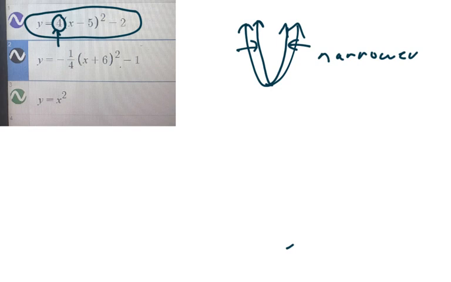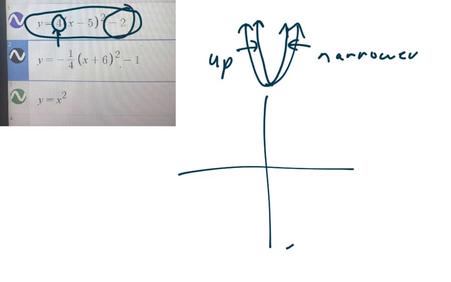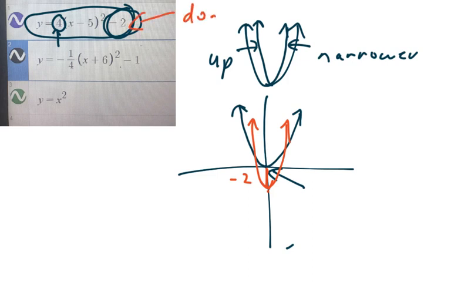What else do I want you to know? Because it's positive, I know it's going to open up, right? But then there's one more new thing I want you to notice. See this number at the end, -2? The normal quadratic, you see, starts in the middle at 0, 0. But this -2, what is it going to do? It's actually going to move it down 2 places. So it's going to be here instead of where it originally was. So this -2 moves it down 2 places.